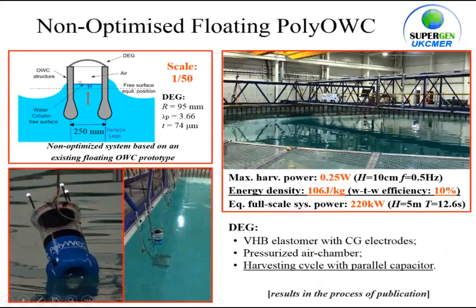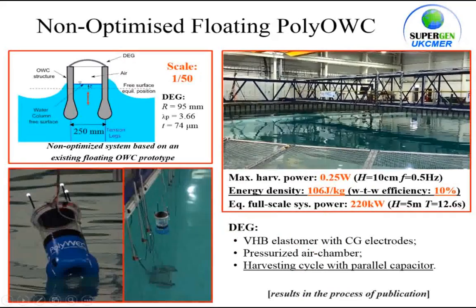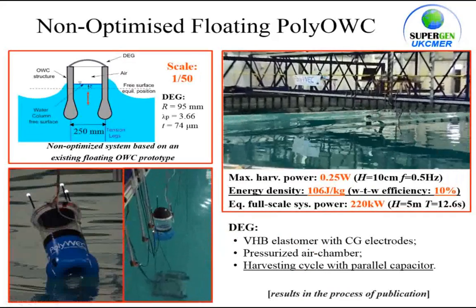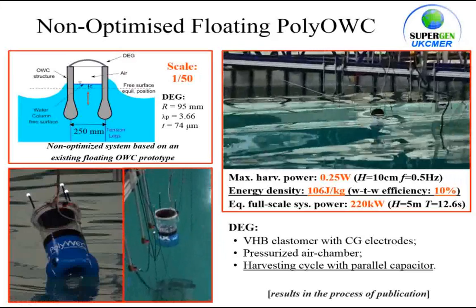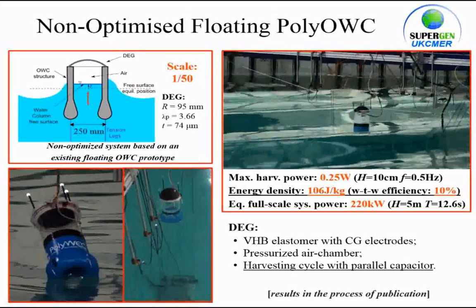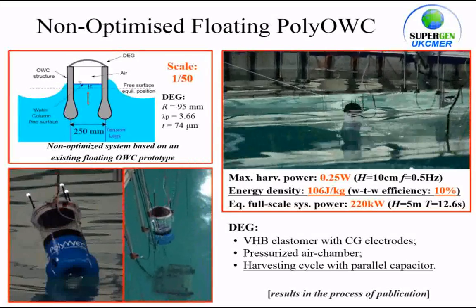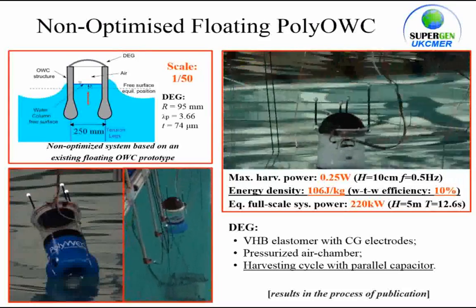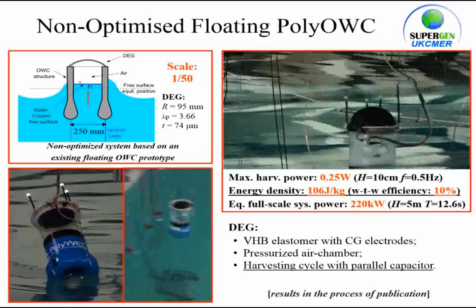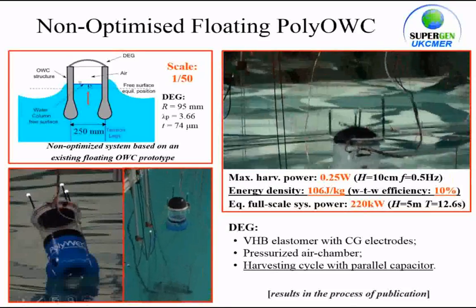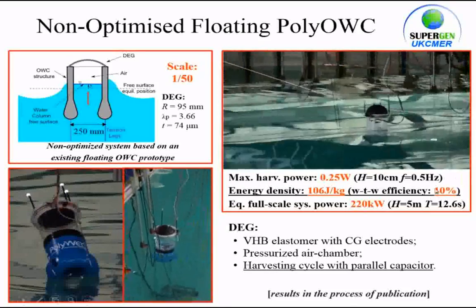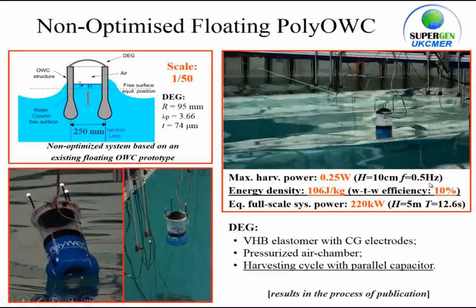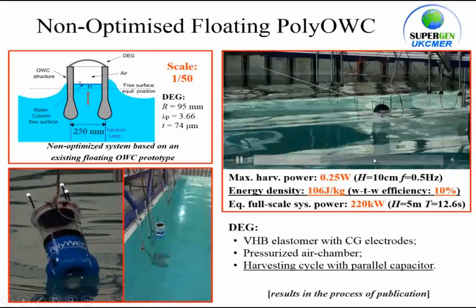The other thing we've done is we've looked at a floating OWC up in FloWave. This is non-optimized; we've just retrofitted a dielectric elastomer onto the top of an existing model floating OWC. So we're only getting 10% wave-to-wire, but that will be improved when we optimize the configuration.